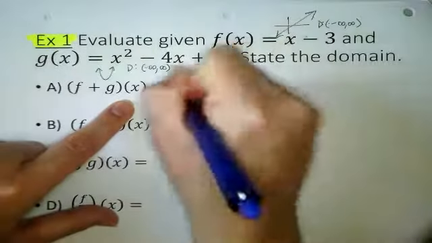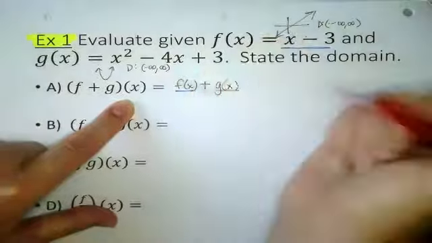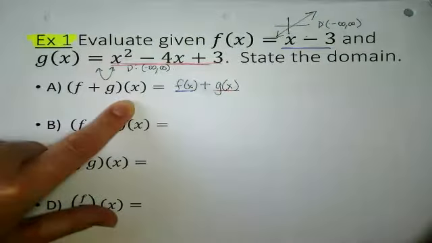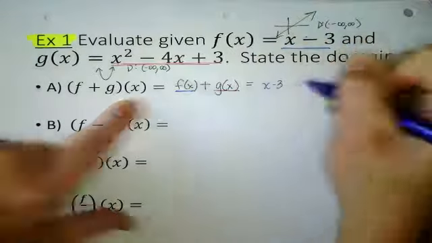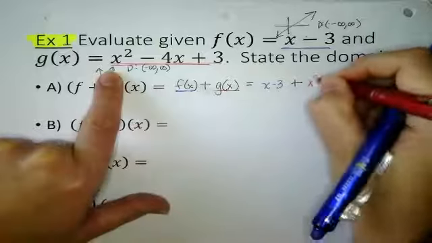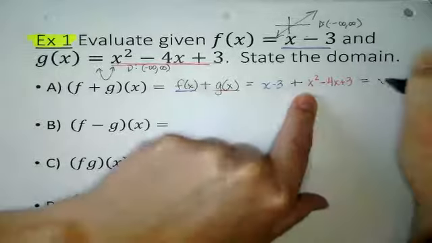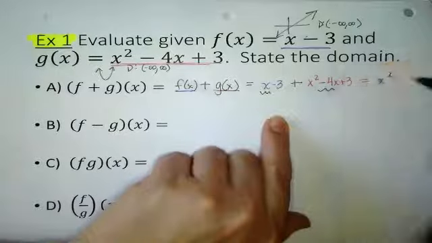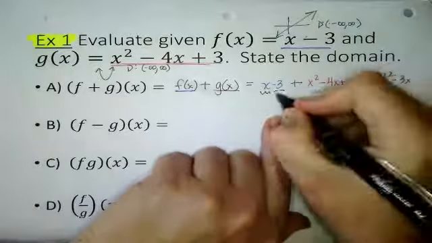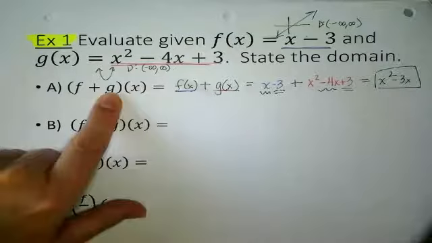Our f of x function is x minus 3. Our g of x function is this whole thing. And so we simply need to combine like terms. So we have x minus 3 plus x squared minus 4x plus 3. And then we just need to combine like terms. 1x squared, 1x minus 4x is negative 3x, and then positive 3 and negative 3 is 0. So this is f plus g of x, right there.